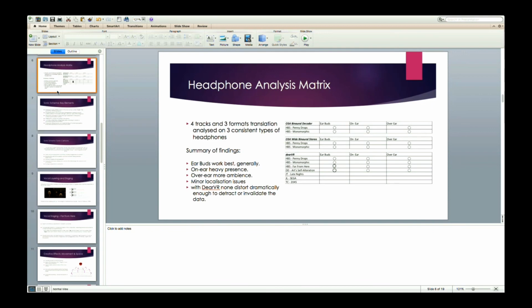So higher pitched sounds would be placed higher, and bassy low-end sounds, sometimes what I would do is leave them in stereo and not even spatialize them. It really depended on the sonic content, the spectral content of the instrumentation.